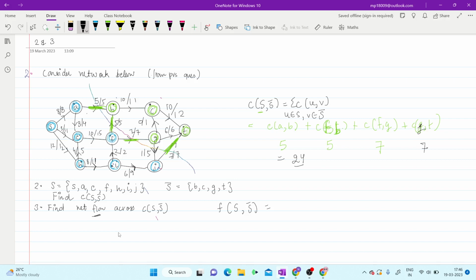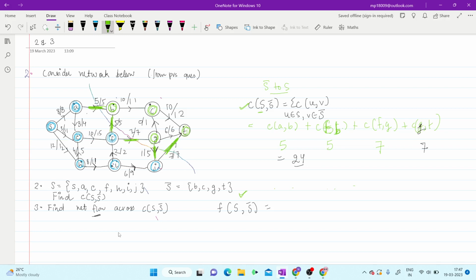So we see there are four such edges, and there's also this fifth edge, GJ, which goes from S bar to S. When we are computing capacity, we don't worry about any edge from S bar to S. But when we are computing net flow, we have to worry about both the edges, that is the edges from S to S bar and edges from S bar to S.